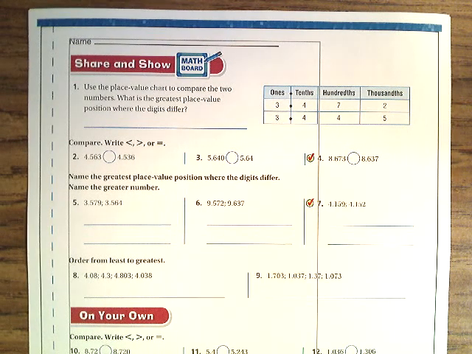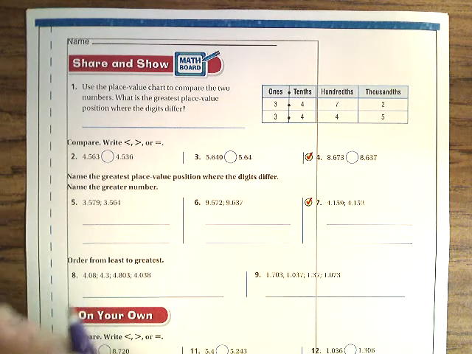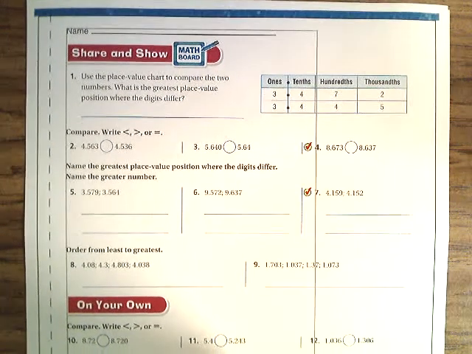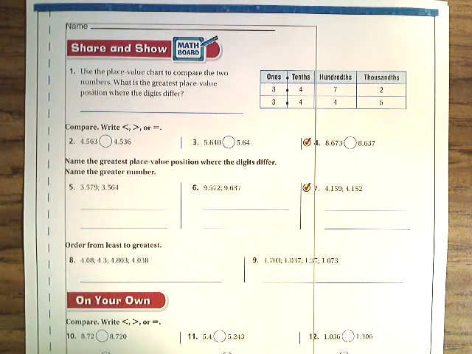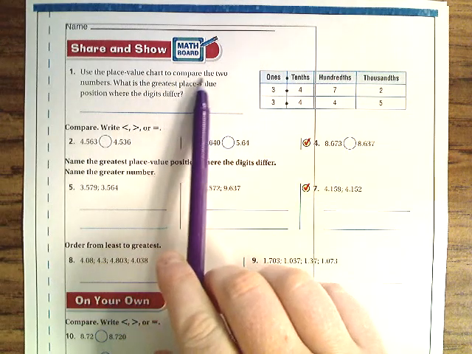We're at the top where it says share and show. This is going to be a pretty quick lesson because it's really not too crazy, okay? It's pretty easy. You've done this before. Now we're throwing in a decimal point, okay? All right, number 1, use the place value chart to compare the two numbers.